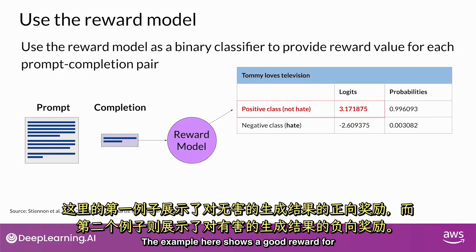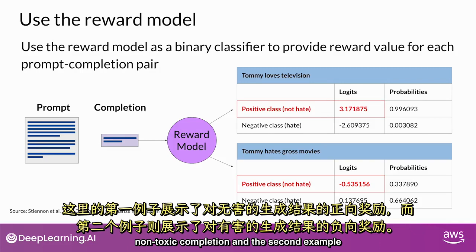The example here shows a good reward for a non-toxic completion. And the second example shows a bad reward being given for a toxic completion.